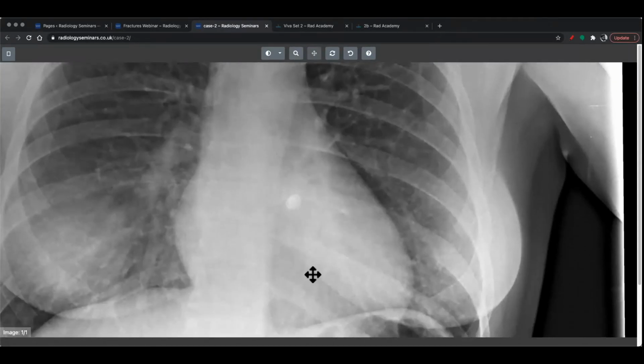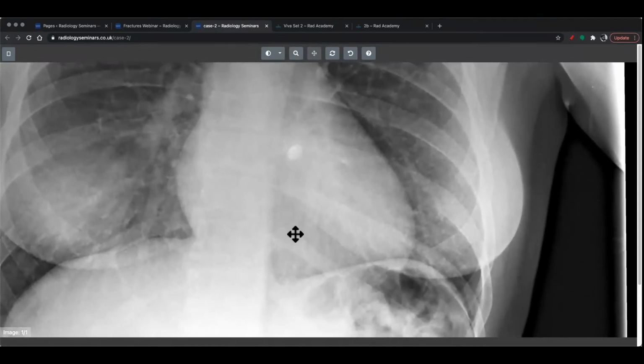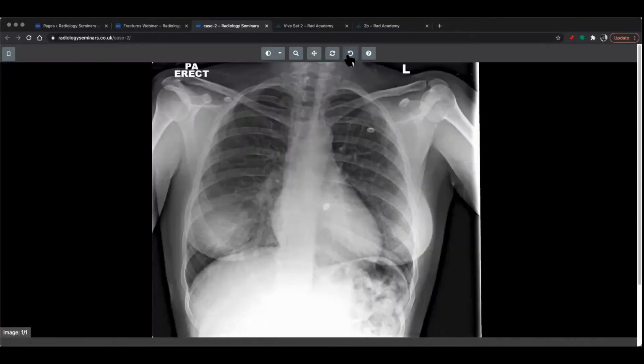Again, we'll look at the mediastinum. We're not going to get caught out by behind the heart like we did last time. Maybe some of you didn't. And then also we want to check the costophrenic angles, okay? So costophrenic angles look okay.